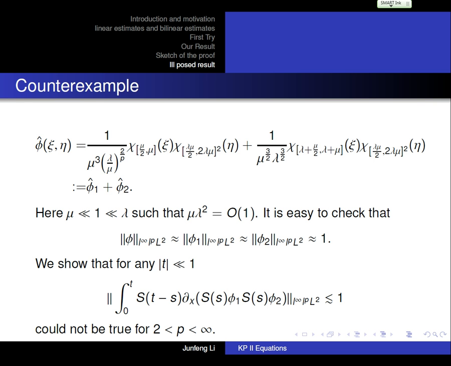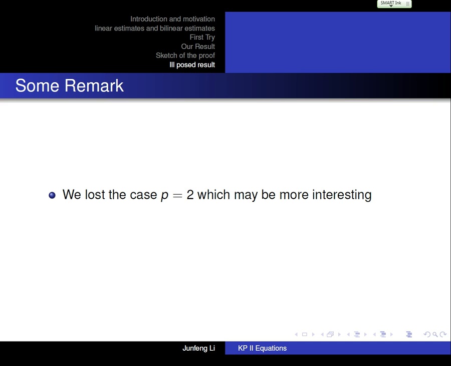So finally, we give some remarks: for p equals 2, it's our starting point, but we lost it. And of course, the same argument should work in the two-dimensional case, but if you lose p equals 2, it doesn't make too much sense at this moment. Yeah, but it should give some ideas.